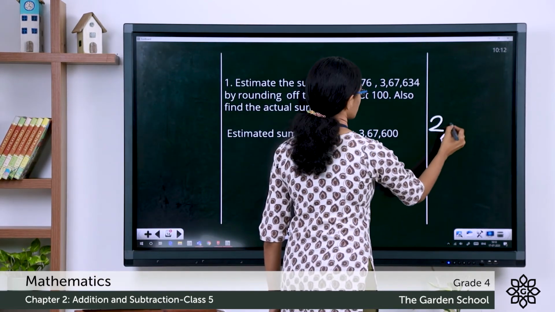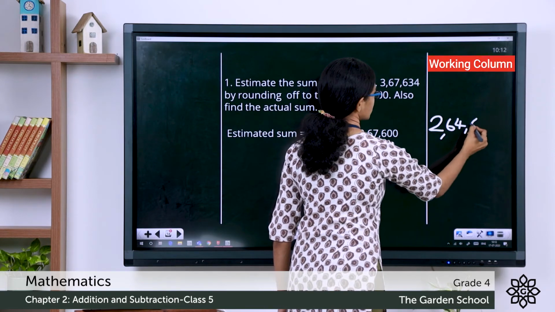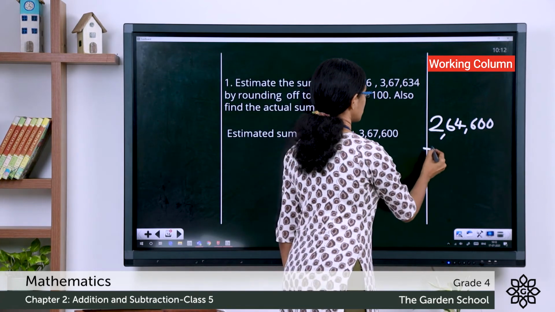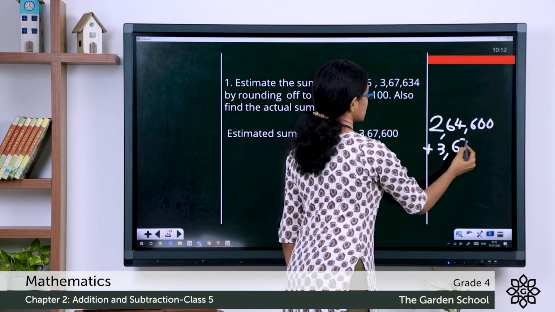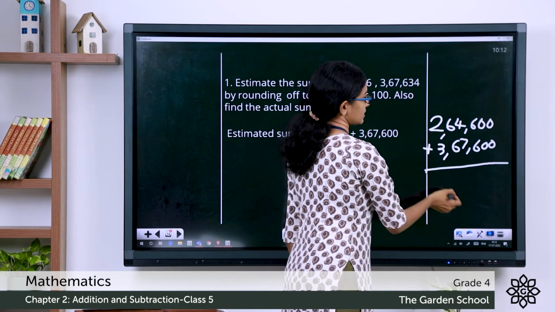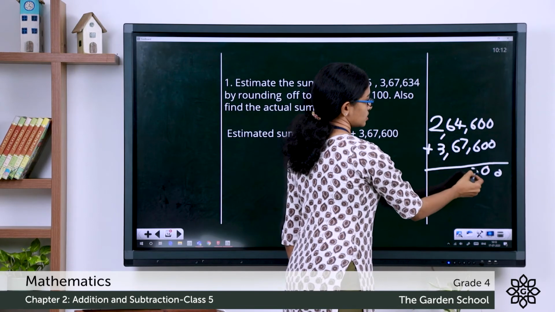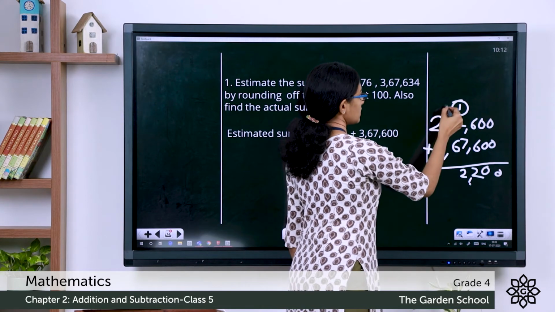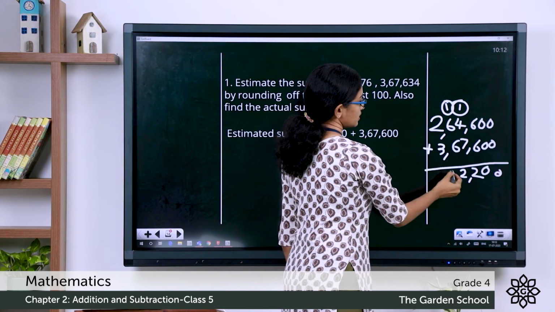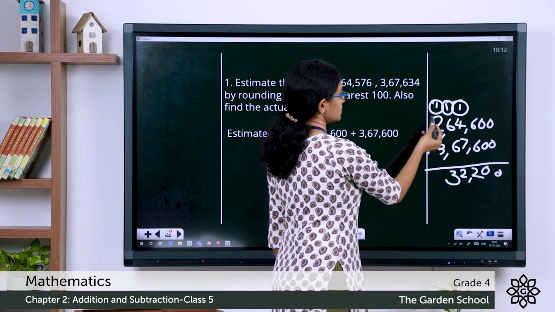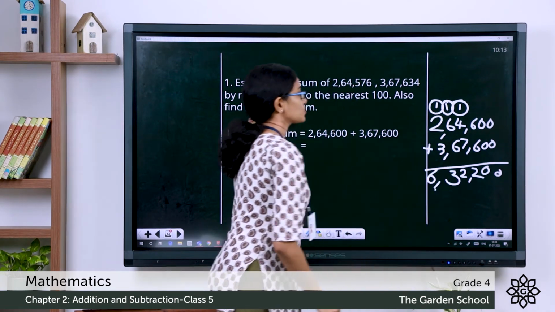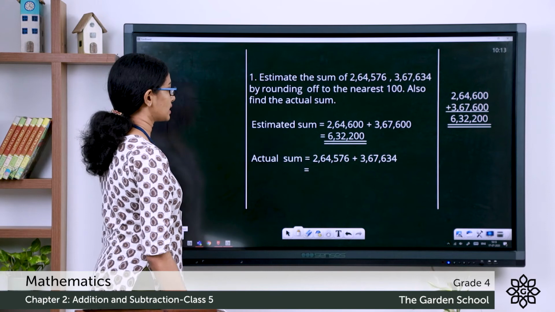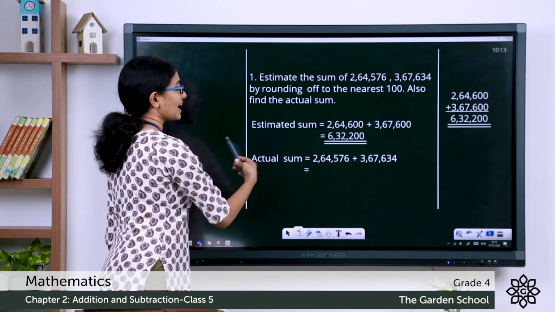Let's find the estimated sum. Let's do the calculation in the working column, which is the right border margin in your notebook. You can do all the calculations in the working column always. Now how do you add these numbers? Zeros, 0, 6 plus 6, it's 12. A carry over. 7 plus 4, it is 11 plus 1 is 12. A carry over. 6 plus 6, 12 plus 1, 13. Balance 1 or the carry over 1. 3 plus 2, 5 plus 1, 6. So what is the estimated sum? It is 6,32,200.